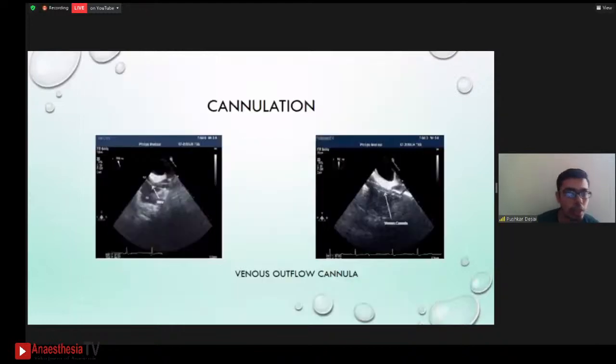This is the role of TOE during cannulation. Basically, this is a venous outflow cannula. We should always look for the position of the guide wire in the midesophageal bicaval view. And once the guide wire is negotiated across the IVC into the RA and into the SVC, the cannula is threaded over the guide wire, and the final position is to be checked in the same view.